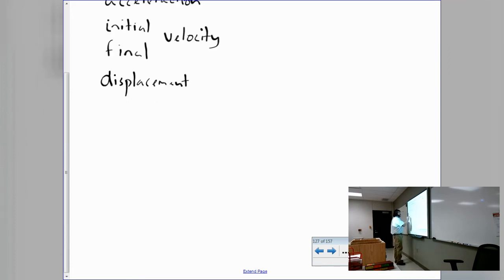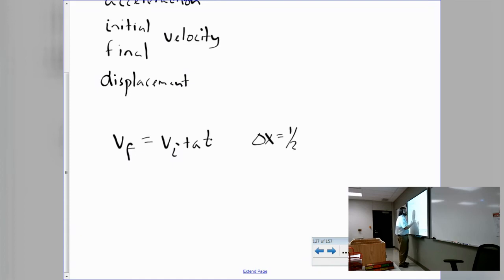The first one we derived was final velocity equals velocity initial plus acceleration times time. And the second equation that we derived was my displacement equals half of my velocity initial plus velocity final times my change in time. Now, again, what I don't have in this problem is time, but what I'm looking for is my final velocity. So I need to get time out of that equation.